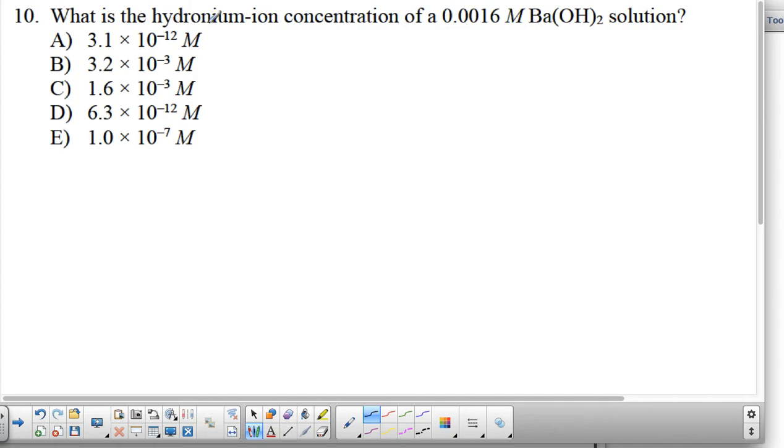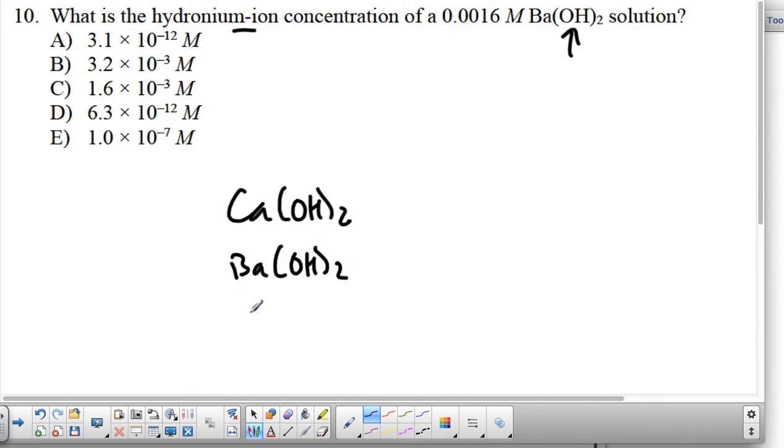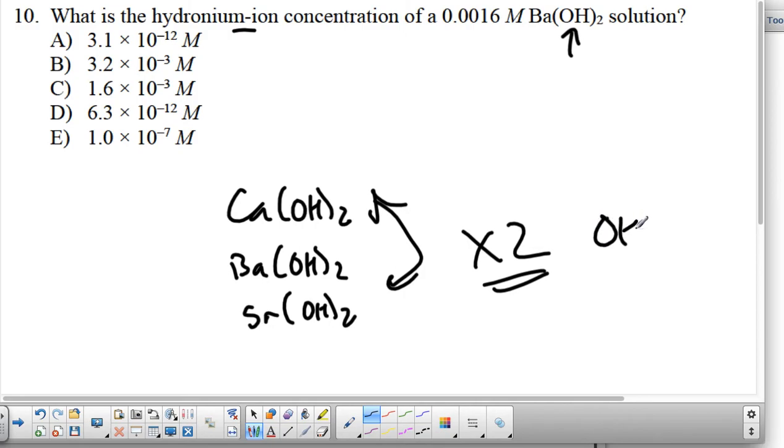Next one. What is the hydronium ion concentration of 0.0016 Ba(OH)2? Remember, there are 3 strong bases: Ca(OH)2, Ba(OH)2, and Sr(OH)2. Be careful, you have to double the amount of OHs. So if I look right here, notice I have 2 OHs. So what's the first thing I do? I take that and I double it to 0.0032. Why? Because when this breaks apart in water, you get double the amount of OHs.